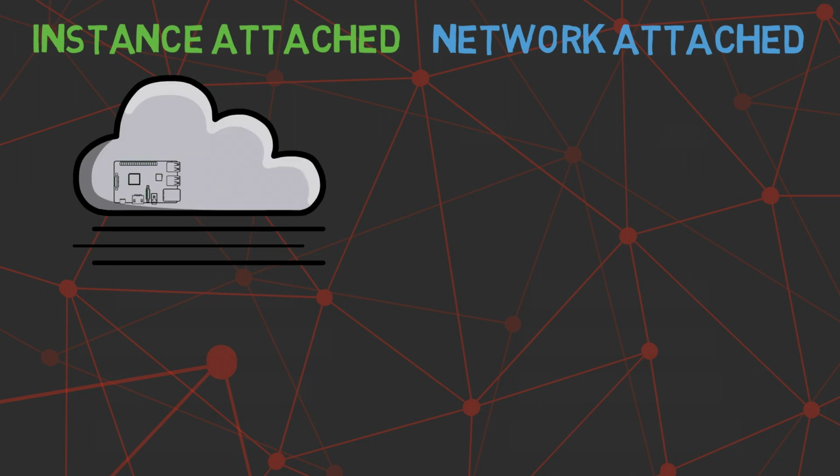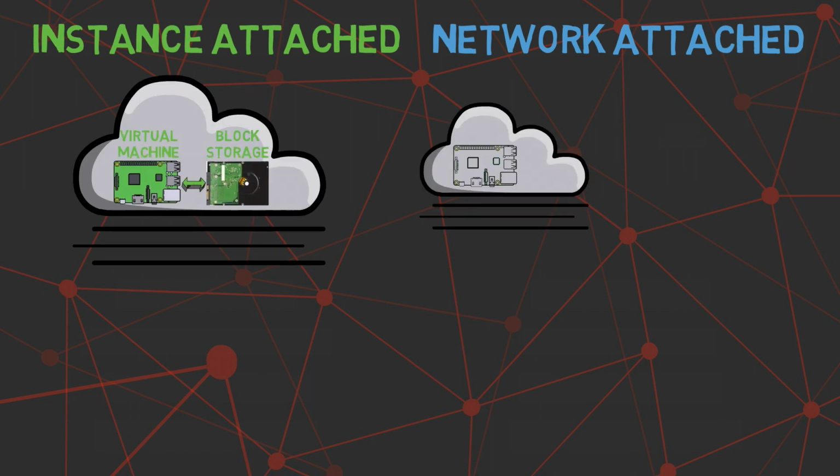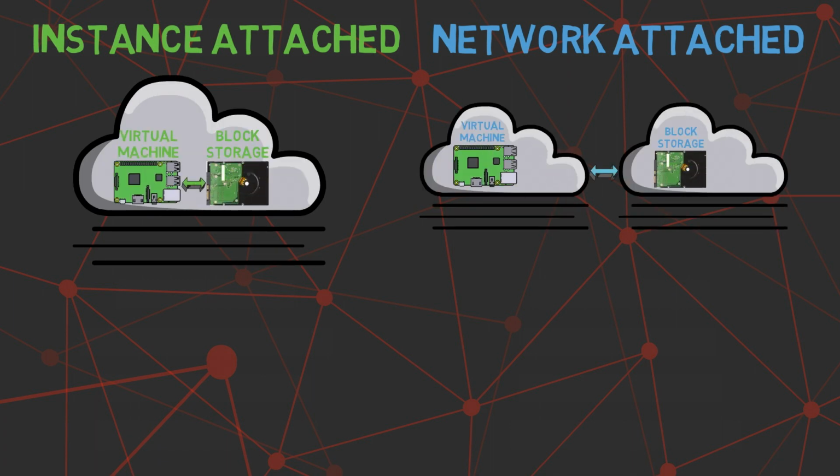Let's now compare instance attached and network attached cloud block storage. Instance attached block storage has low latency, that is, the data transfer is faster. On the other hand, with network attached block storage, the storage is attached externally and there is higher latency.